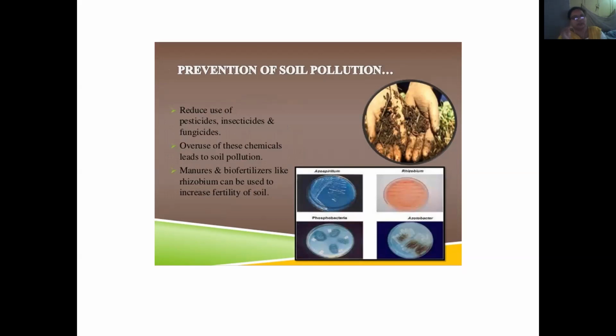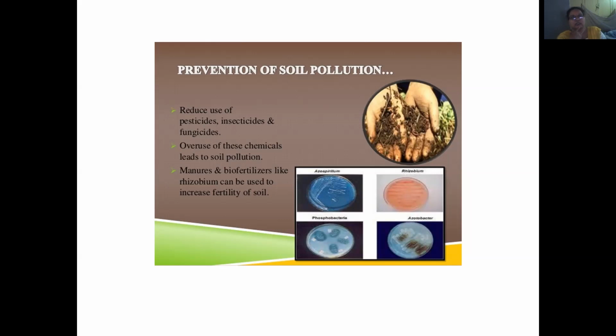Then how to prevent soil pollution? We can reduce the use of pesticides, insecticides, and fungicides. Overuse of these chemicals leads to soil pollution. Then manures and biofertilizers like rhizobium can be used to increase the fertility of the soil. So many microbial bacteria also increase.